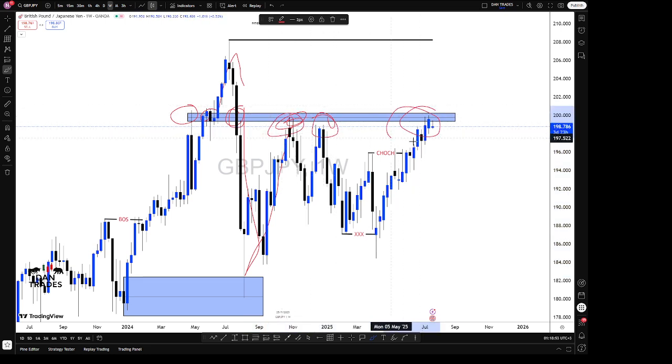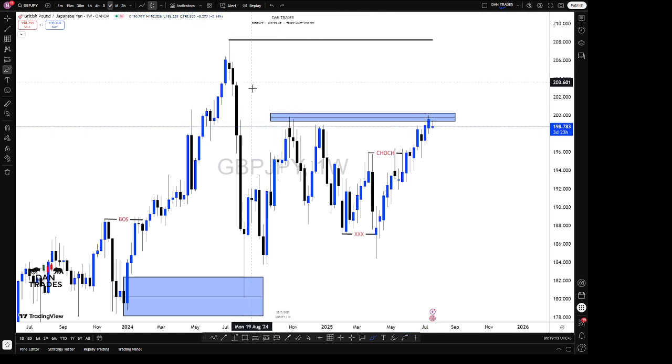Now today we currently have test number three. So we expect that, if this is what happened here and also here, the same thing will happen at around that area. That's the reason why I'm looking for selling opportunities on this pair.